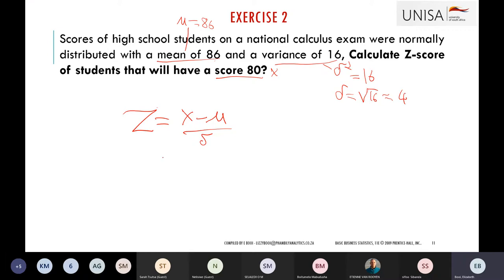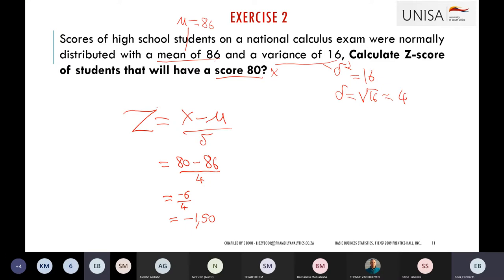So substituting all the values that are given to us, our x value, we find it in the question, to calculate the z score, which is 80 minus the mean of 86, over the standard deviation of 4, and this gives us 80 minus 86 will be minus 6 over 4, which is equal to minus 1.5. And we can put a 0 at the end. You can say it is minus 1.50. Remember to leave your answers at 2 decimals, always 2 decimals, and to round off correctly as well. Okay, and that's how you will calculate the z-score.